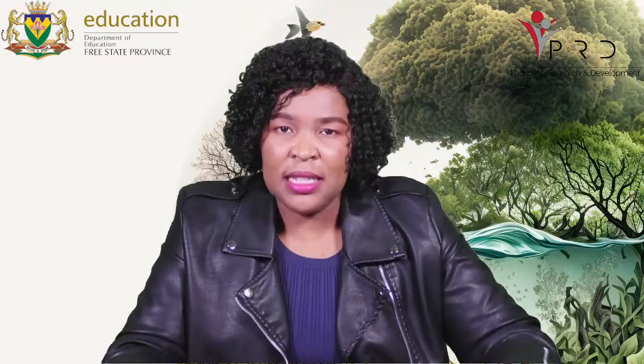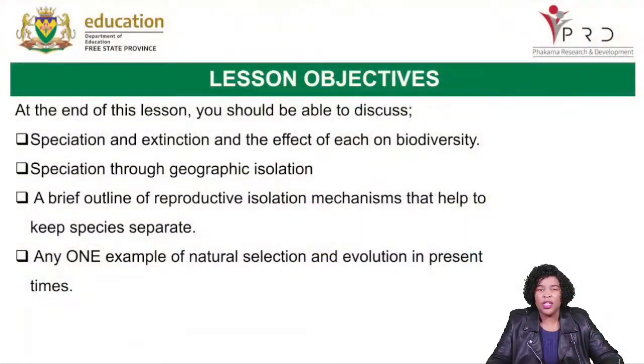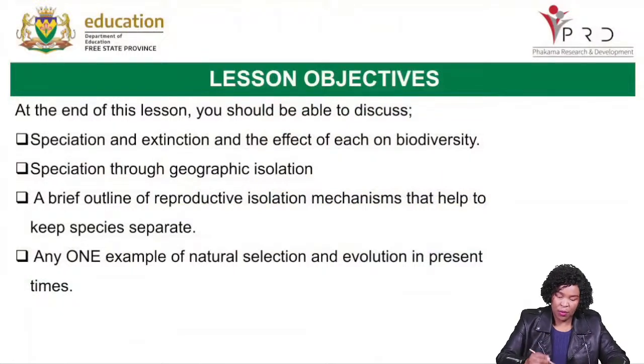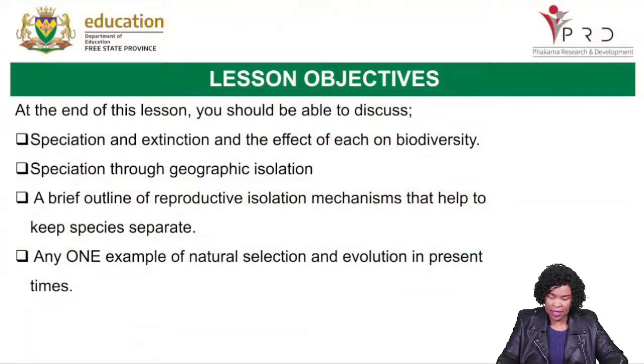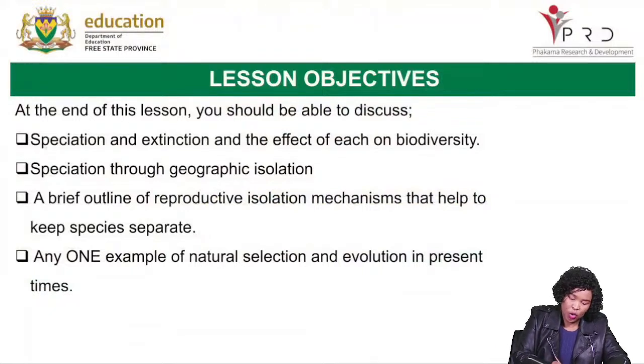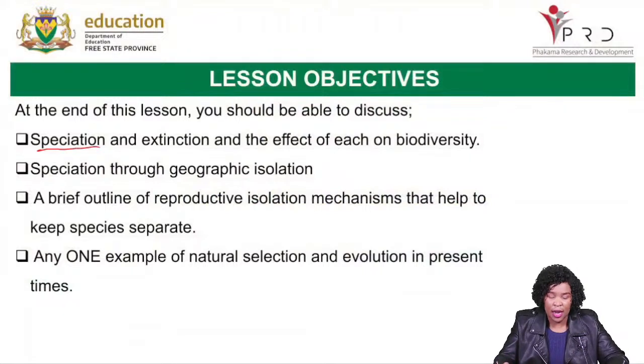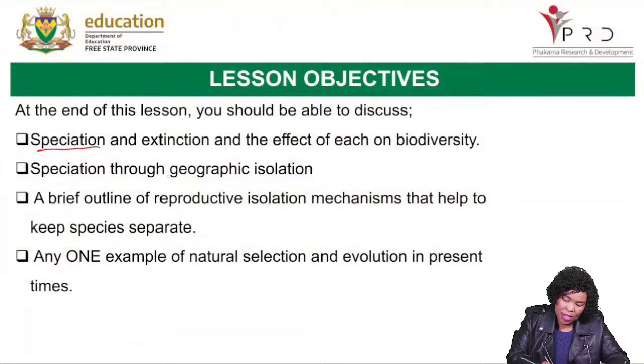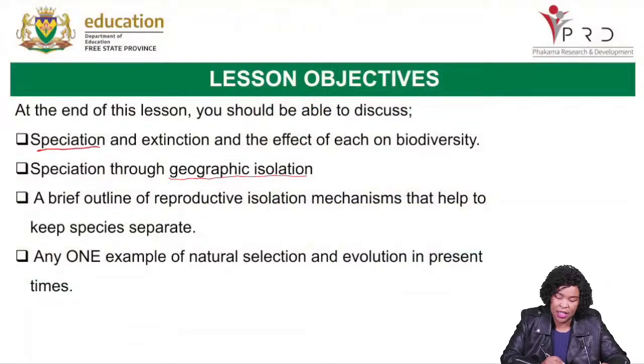Like we always start our lesson with our objectives. So we're going to look at the objectives that we need to achieve at the end of this lesson. Remember, last week we could not finish speciation and extinction and the effects of each on biodiversity. So this is where we're going to start with speciation, and we're going to explain how the process occurs. Then you must be able to describe speciation using examples. And then you must also know how to describe speciation through geographic isolation, and also be able to give a brief outline of the reproductive isolation mechanisms that help to keep species separate.